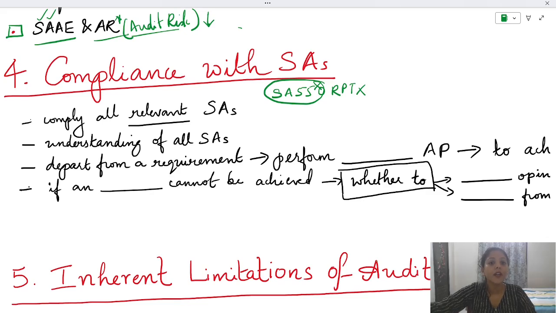Now, understanding of all SAs. The auditor should have an understanding of all the SAs, regarding the concept, the text, the application level; everything should be known to the auditor.